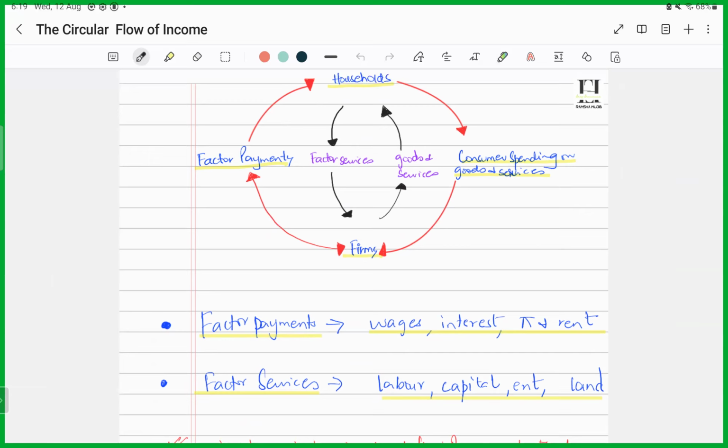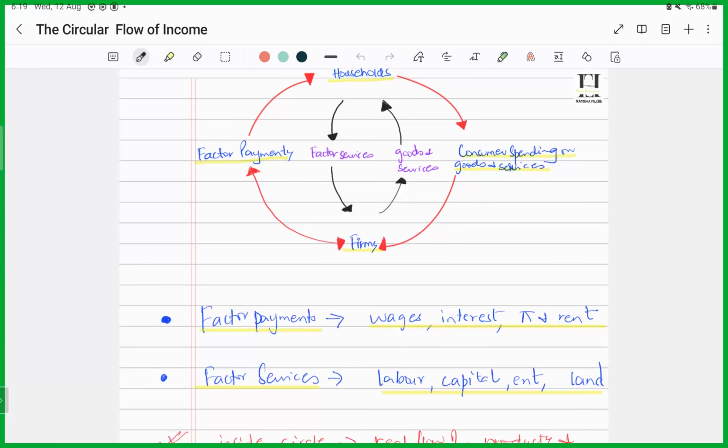We have not even included the government over here, right? So notice that these elements are missing from this model of circular flow of income. Why? Because we are talking about a closed economy situation, right? What do you mean by factor services? The services of labor, capital, entrepreneur, and land. ENT is entrepreneur, right? I hope you're with me.